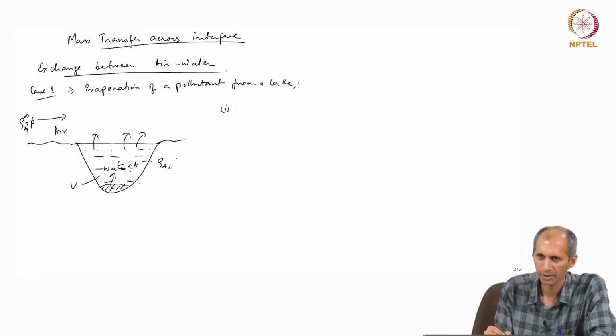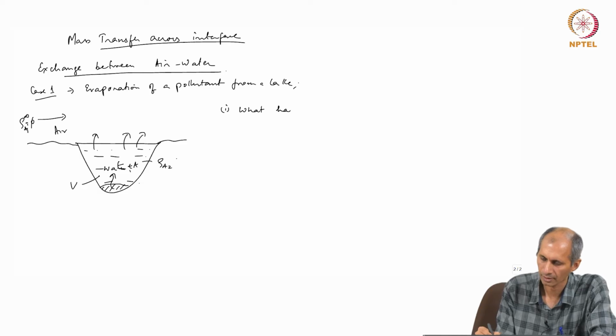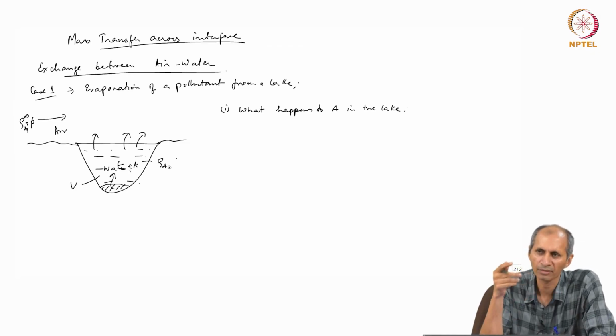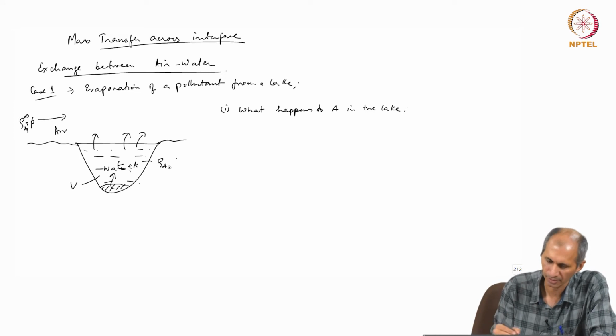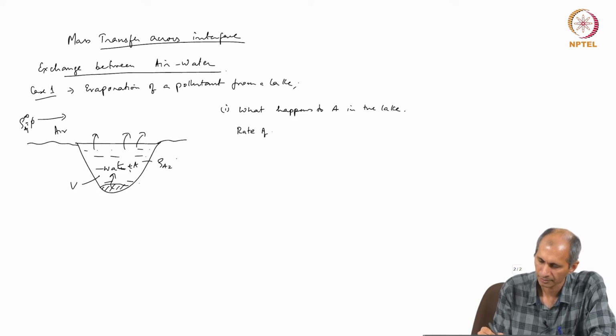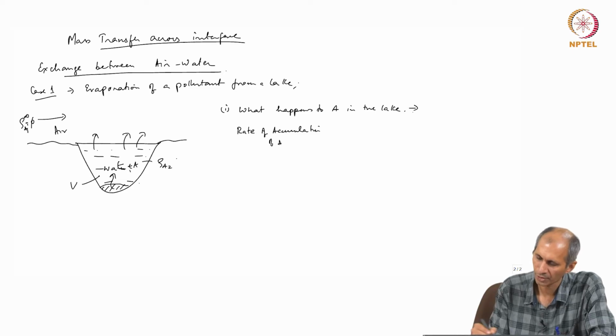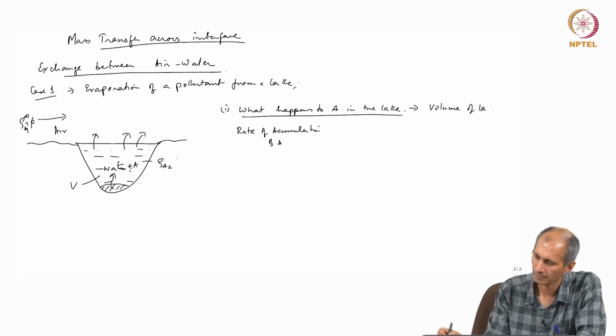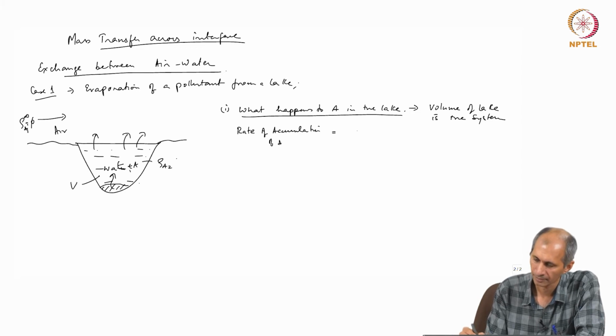The first possibility is, what happens to A in the lake? First question. Is the concentration of A in the lake, how is it changing? So this problem, if you want to solve, we again write the mass balance, rate of accumulation. So, automatically when we ask this question in the lake, our system becomes the lake. So, this volume of the lake is the system. So, for this system, rate of accumulation of A in the system equals rate in minus rate out.